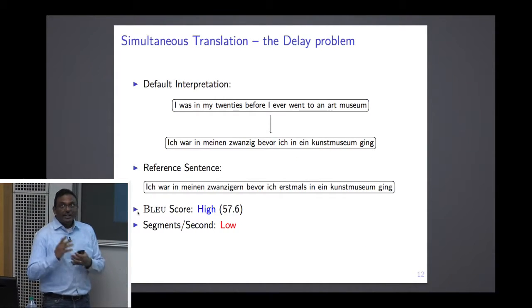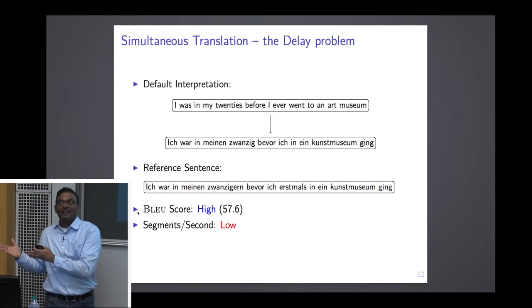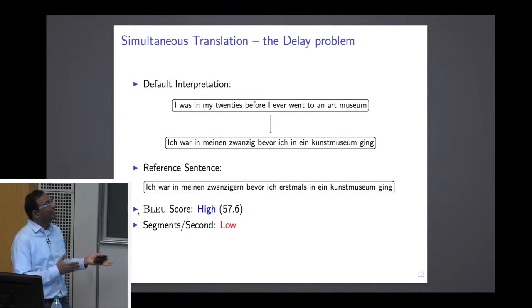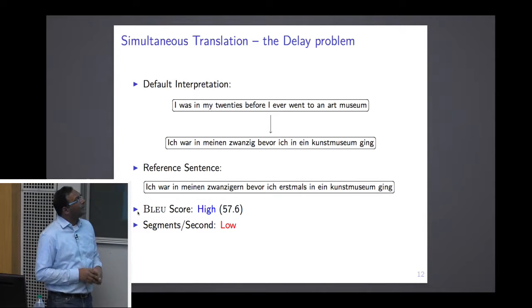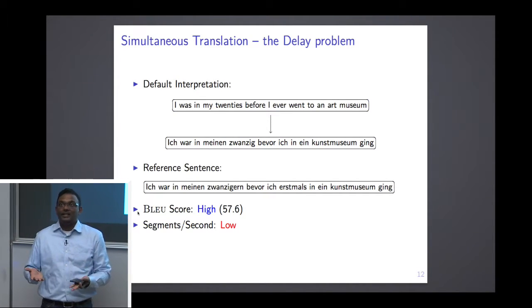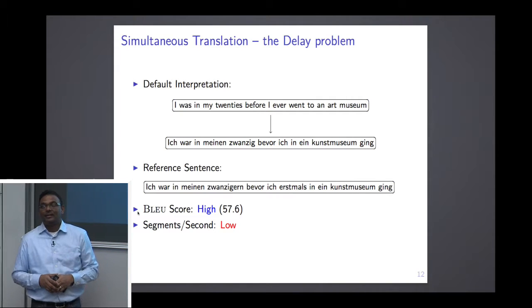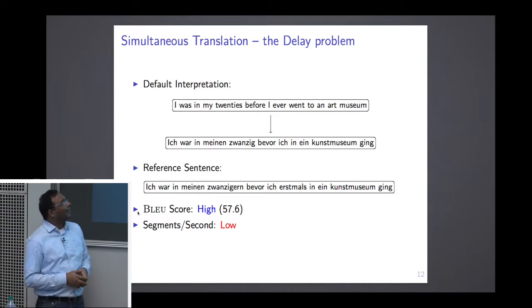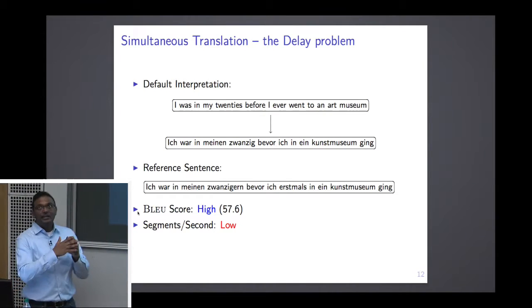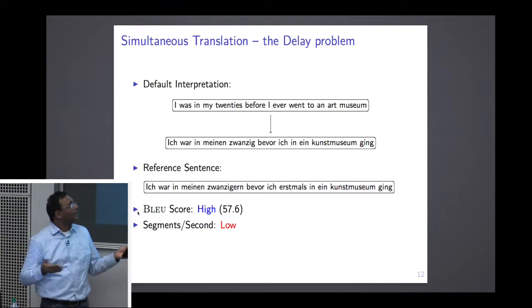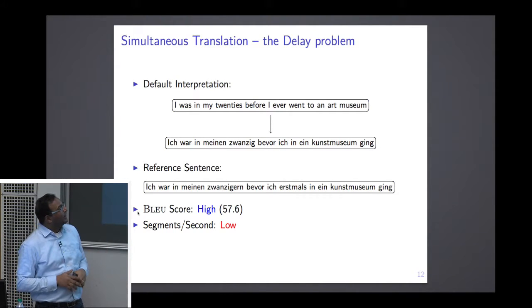So translation quality is one aspect of what we are dealing with in simultaneous translation. The other is the fact that we want to minimize delay, right? We want our translation to come out quickly. So in this case, you could just wait until the end of the sentence. You'll get a very good translation. So you get a high BLEU score.